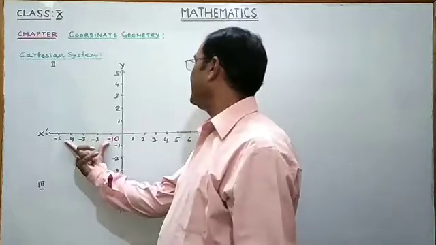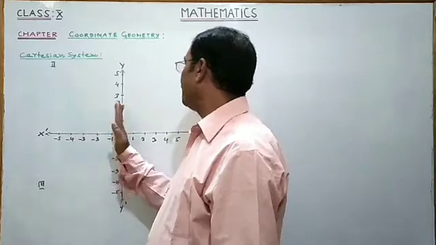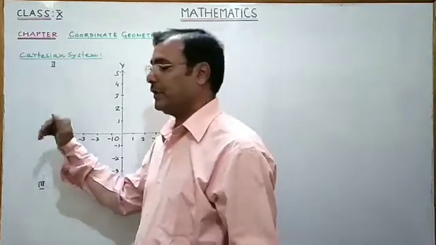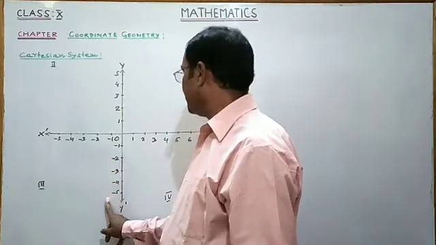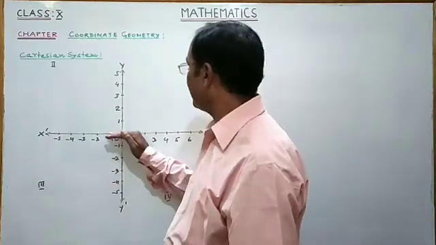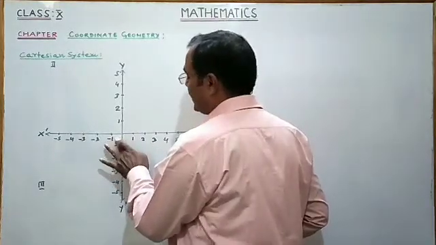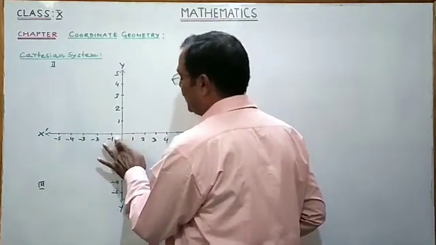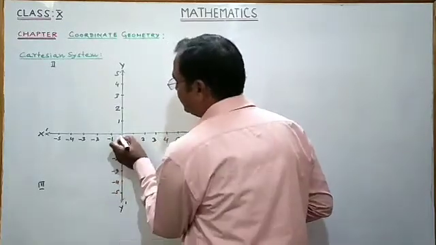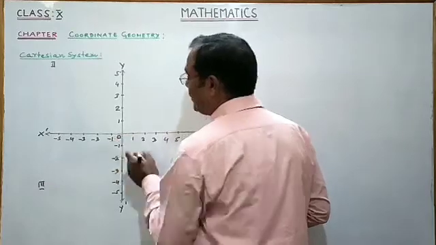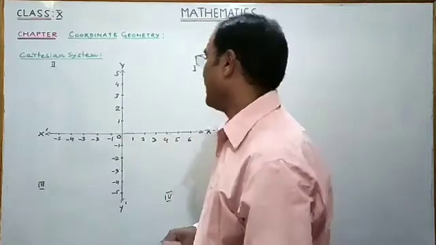Like these negative numbers represent the different distances to the left side of the origin, and these negative numbers on the y-axis represent the distances on the y-axis below the origin. So negative numbers here are there only to denote the different distances on the negative side of the coordinate axis.